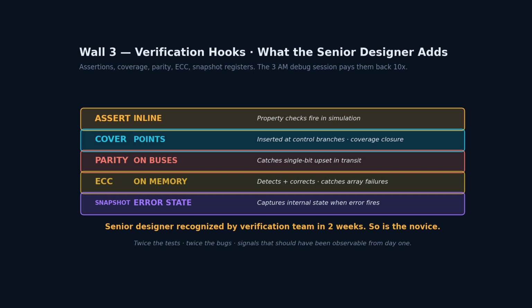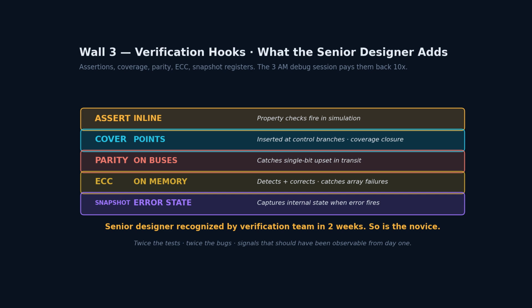A senior RTL designer is recognized by the verification team within 2 weeks. The code is debuggable, the assertions are correct, the counters are right. The novice designer is also recognized within 2 weeks. The verification team has to write twice as many tests and chase signals that should have been observable from day 1. Wall 4. Synthesis preparation.